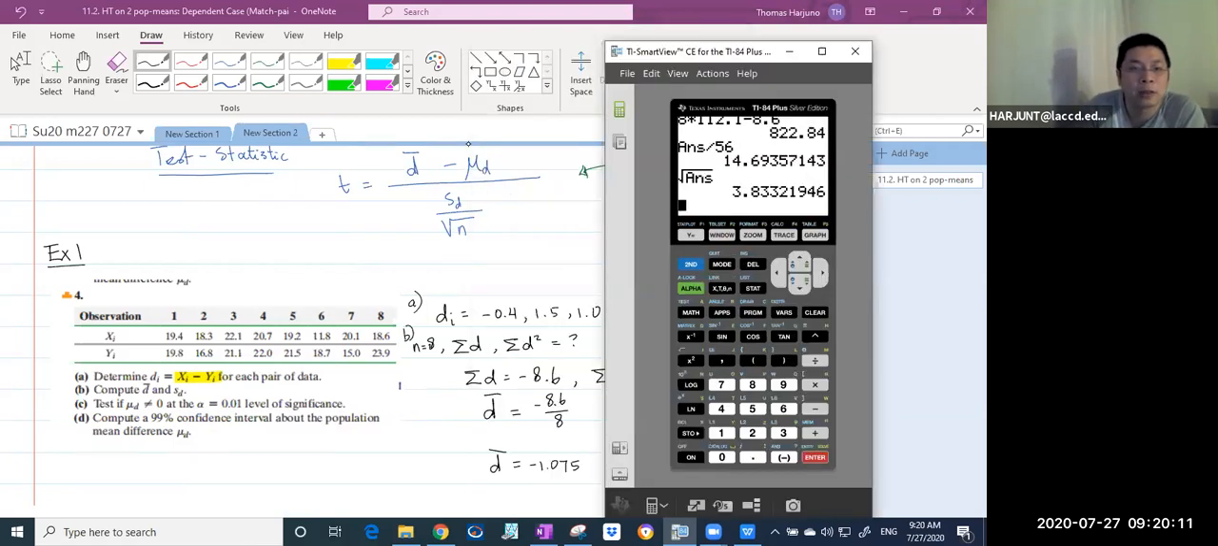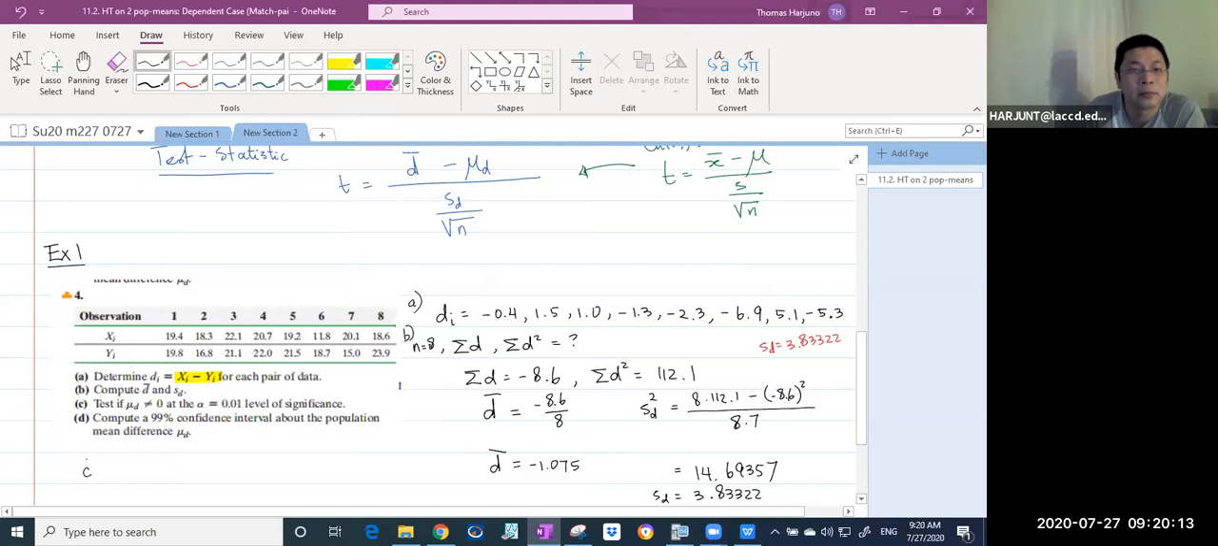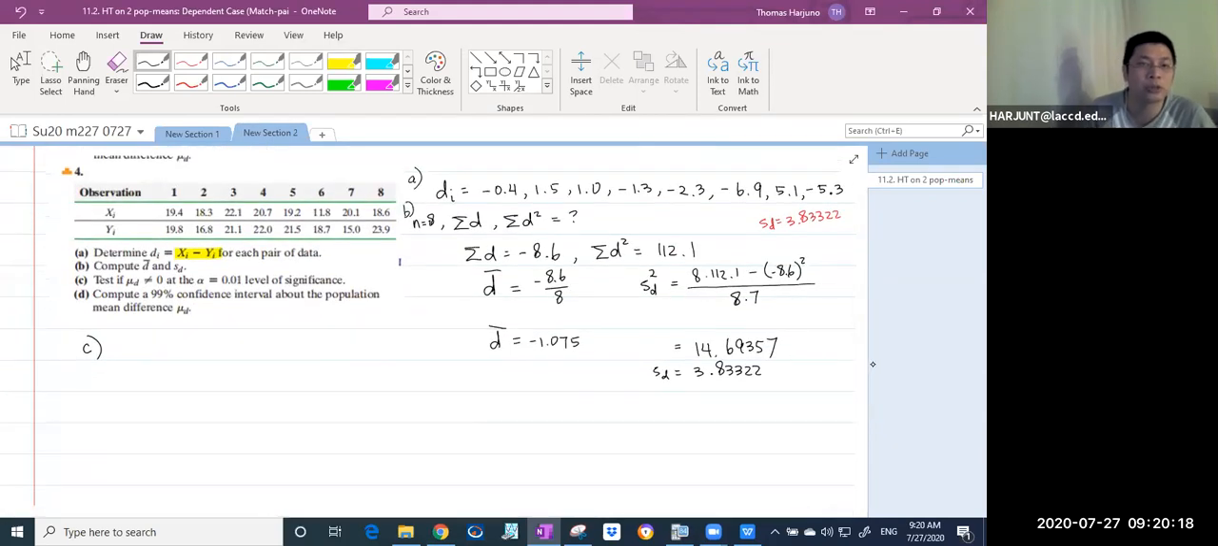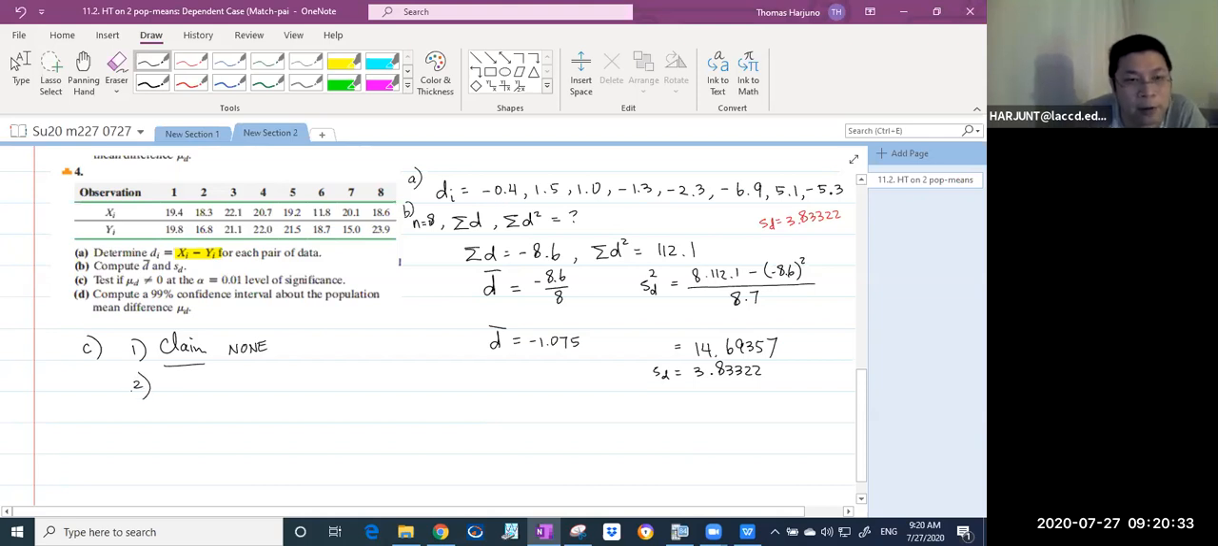Let's see part C. Test if mu d not equals to 0 at alpha equals to 0.01. So we don't have the claim, huh? The claim is not given. No. It goes to step 2 right away. So later on, the furthest we can go is actually step 5.